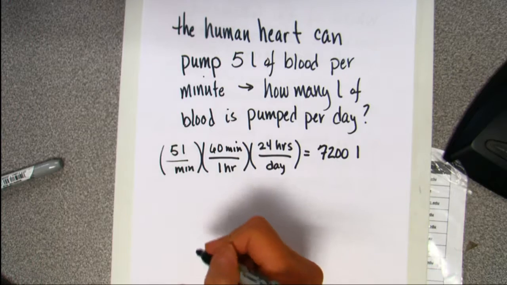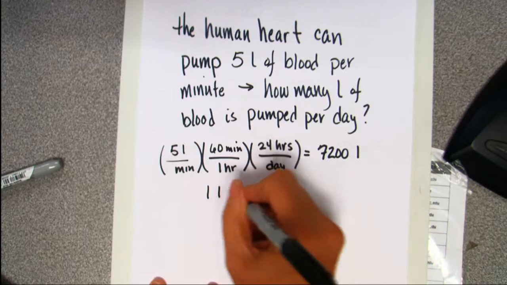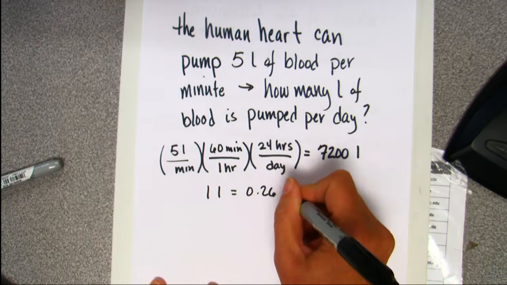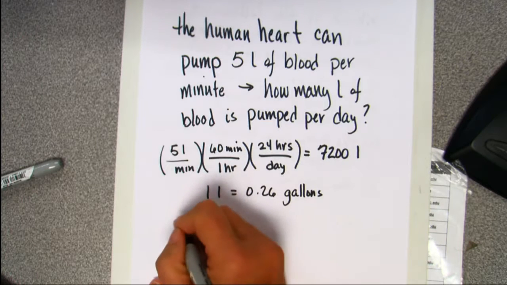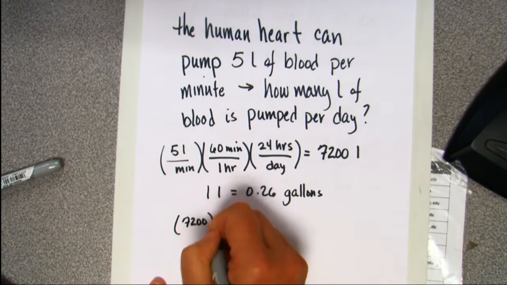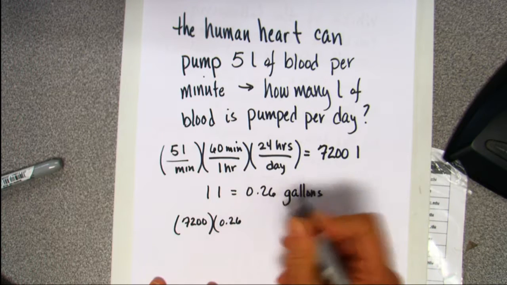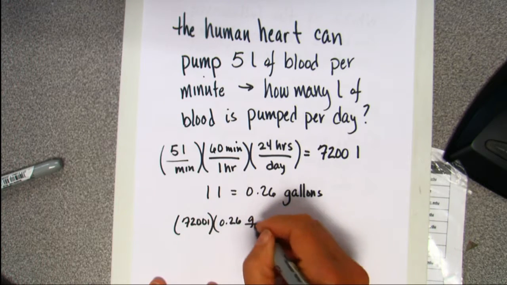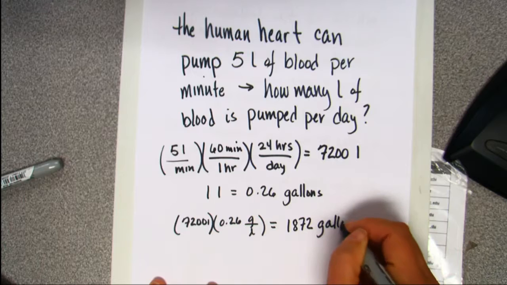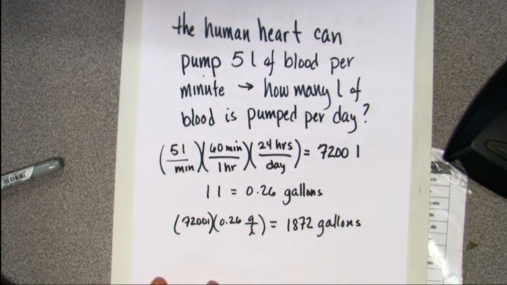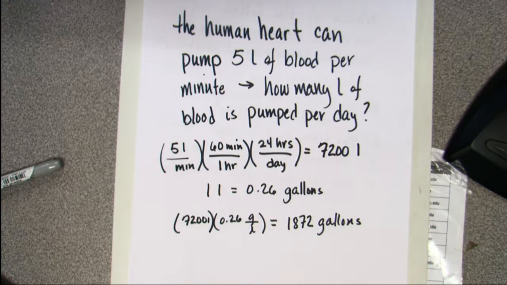If I'm not even familiar with that kind of a volume, 1 liter is equal to 0.26 gallons. Okay? And so I'm going to take my 7,200 times my 0.26, because this is in liters, and this is gallons per liter. That's going to give me 1,872 gallons, and that's a pretty big number. So your heart is a really, really good pump. It's an extremely good pump.